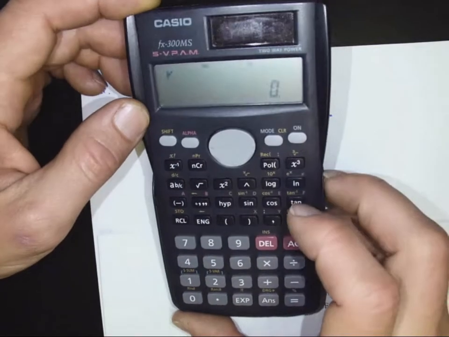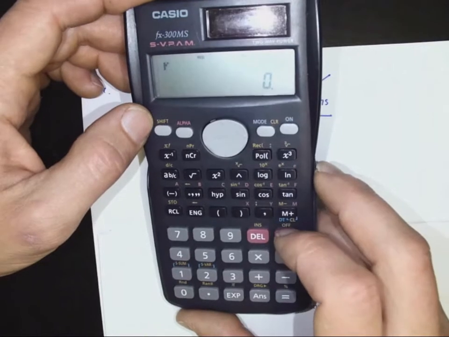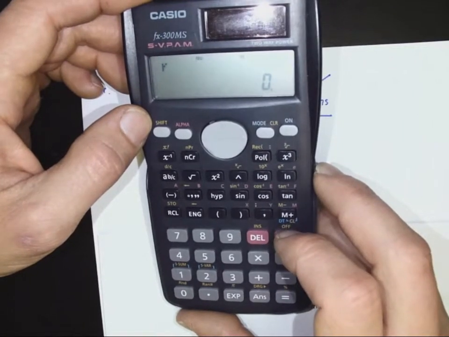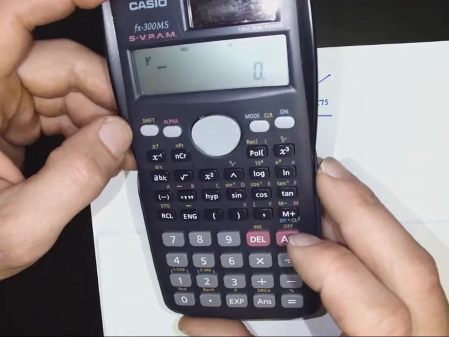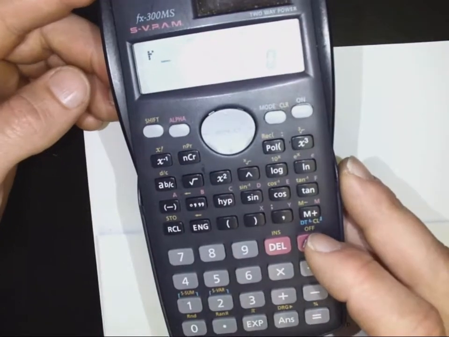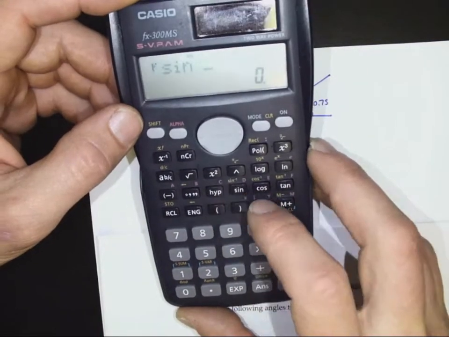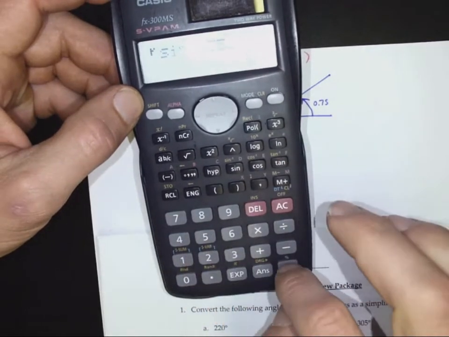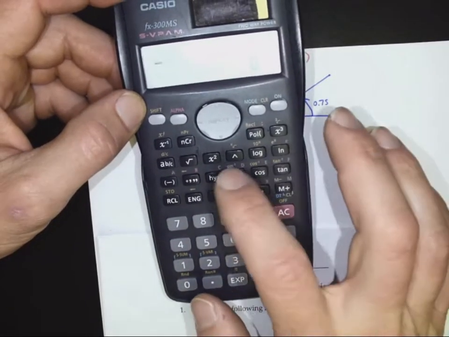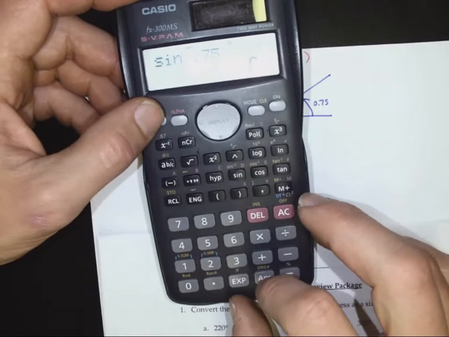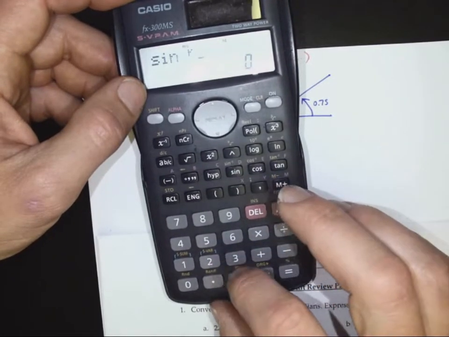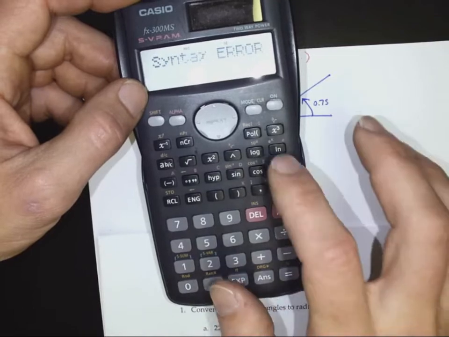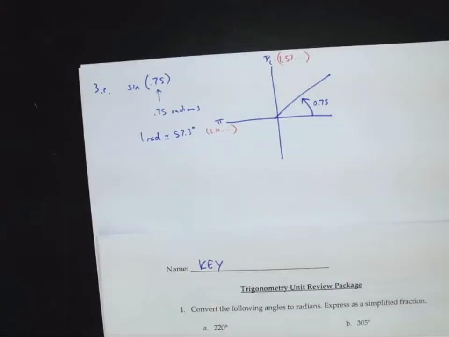I really want to turn this into. Well, this isn't exactly useful footage, so. Sine 0.75. All right. Well, fine. I'll just get another calculator.